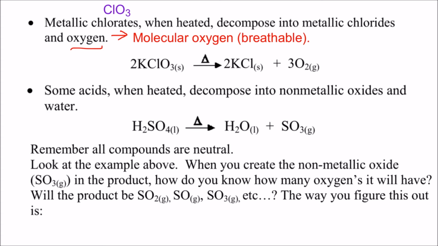Alright, well, how did we know that there was going to be only 3 oxygens on that nonmetallic oxide? Okay, again, you could count the oxygens. So over here there's 4. That means over here there has to be 4 total. You know that one of them has to go to the water, so that leaves 3 left for the nonmetallic oxide. Again, that's not always going to work.